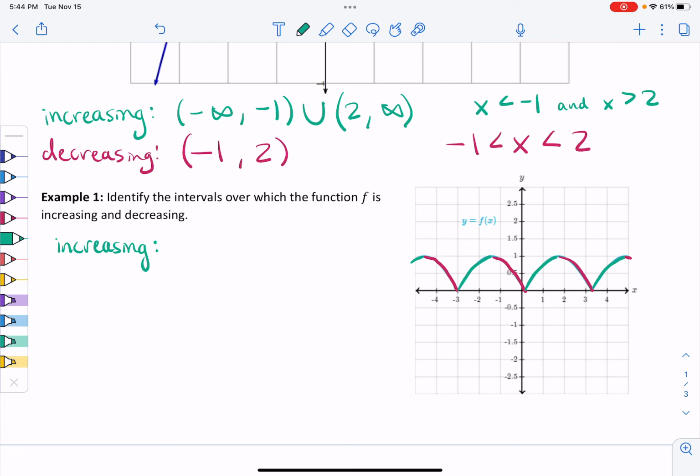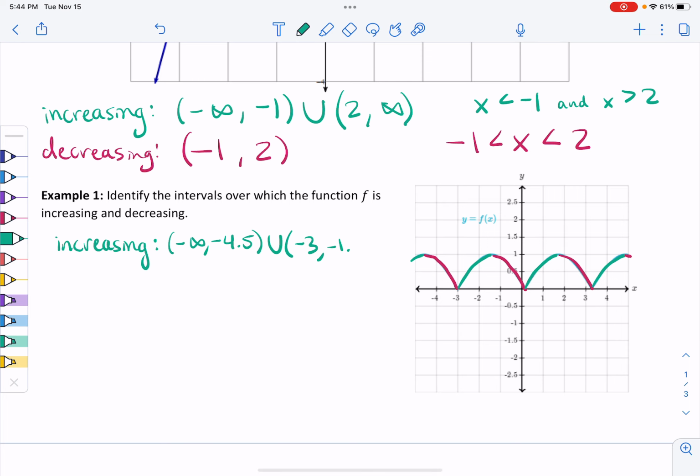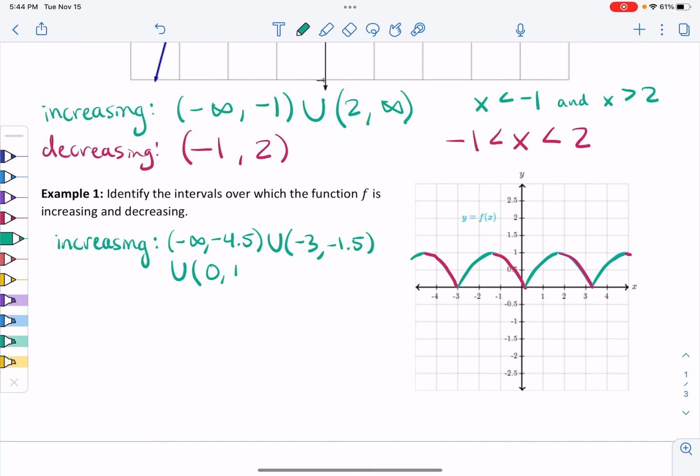So it's increasing from negative infinity to, what is that, negative 4.5? We'll call that negative 4.5. And union with negative 3 to negative 1.5. Union with 0 to 1.5. Union with, it's not really 3.5, but because of what we've been doing, it's probably more like 3.25, right? We'll call it 3.25, up to 4.75. All right, so those would be our increasing intervals.